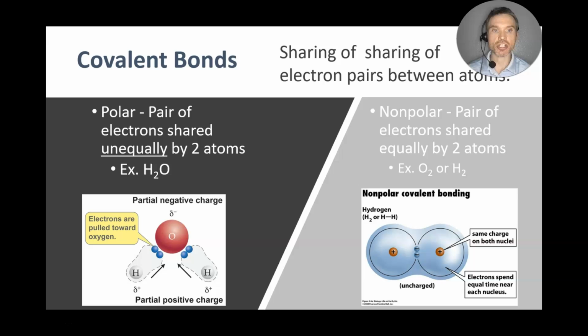The other type of covalent bond is called a nonpolar covalent bond. In this situation, the electrons are shared truly equally between the two atoms. So you can see the example right here in the hydrogens. Each hydrogen needs one electron to complete its valence shell. Because the two hydrogens are equal, their ability to pull the electrons are equal, and therefore the electrons spend equal amount of time between the two hydrogens, making the overall molecule nonpolar.